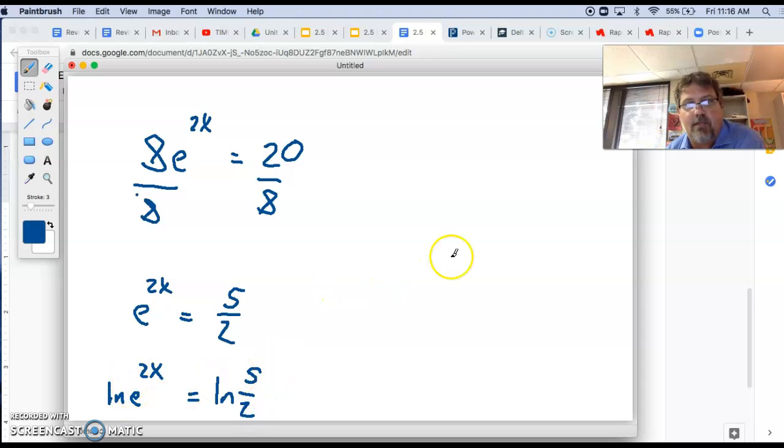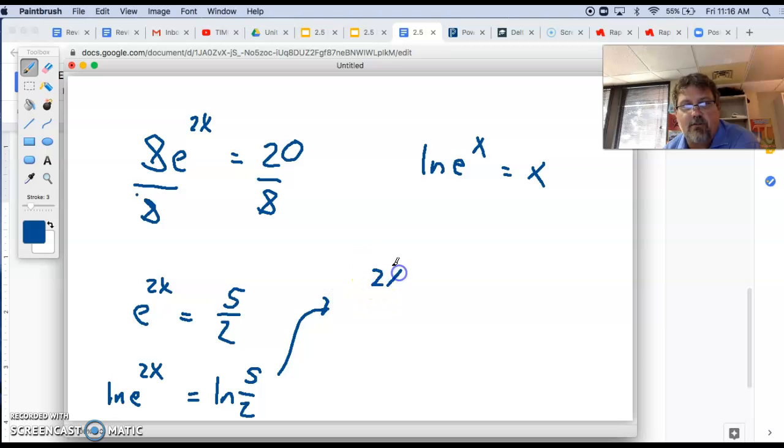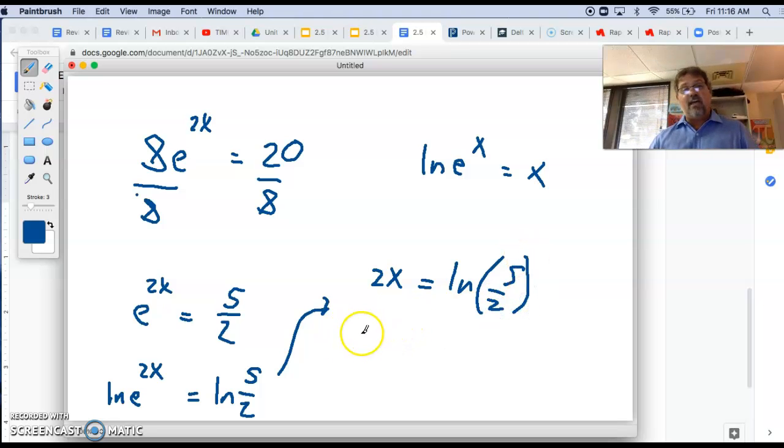Well, now we're going to use this property. I said I'd bring them up. Natural log of e to the x is x, right? So we're going to get 2x. I'm going to bring this up to here to finish it. 2x is equal to the natural log, I'm going to put that in parentheses, 5/2, and now we would divide by 2 to solve for x, or multiply by 1/2, whichever way you want to look at it.